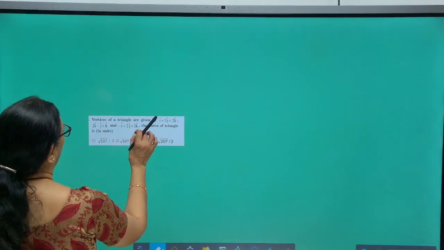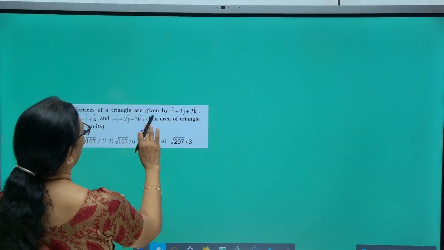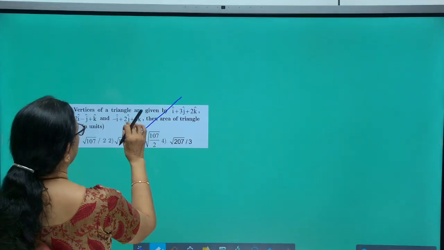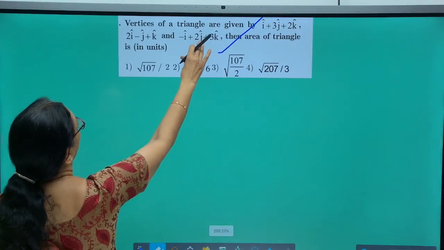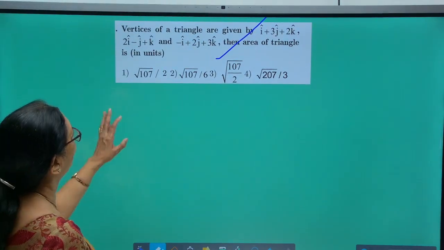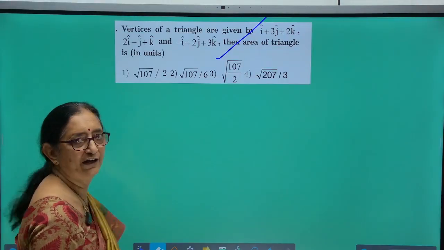Now, look into the last problem based on this topic. Okay? Vertices of a triangle are given, then find the area of the triangle.